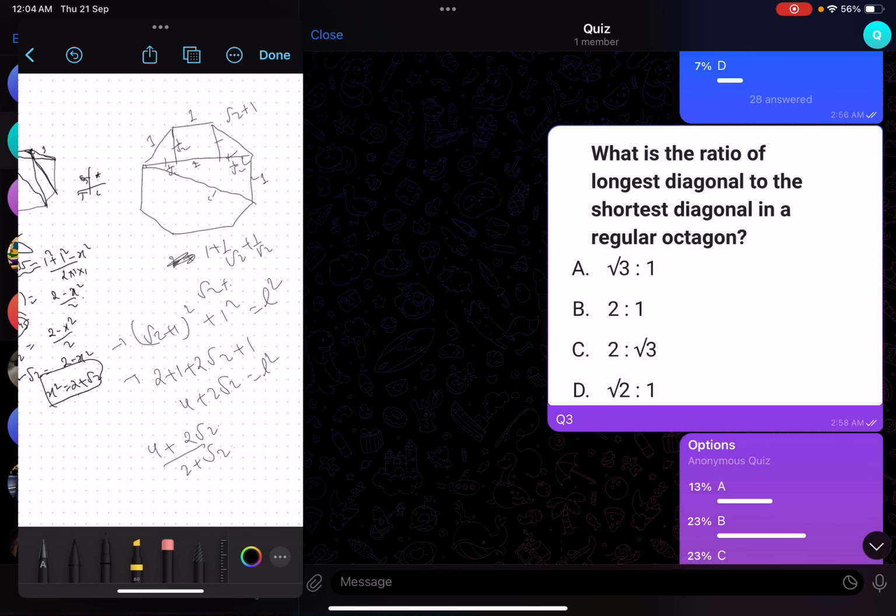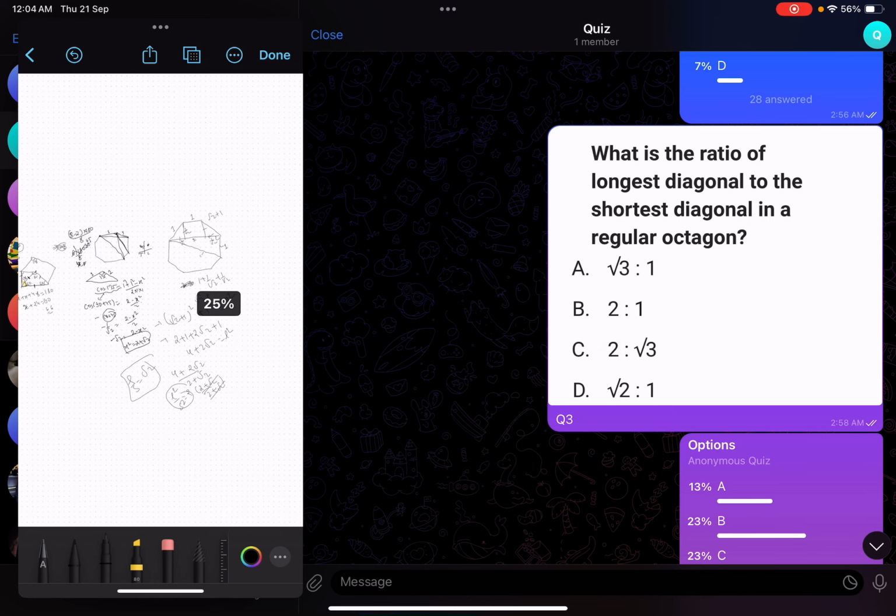So 2, 3, 4: 4 plus 2 root 2, we got L square, over 2 plus root 2. If we take 2 common from here, we'll be left with 2 plus root 2. But remember this is longest square over smallest square, remember this thing. So this gets cancelled, and longest square by shortest square we got 2, so longest by shortest will be root 2. So root 2 is the answer to this question.